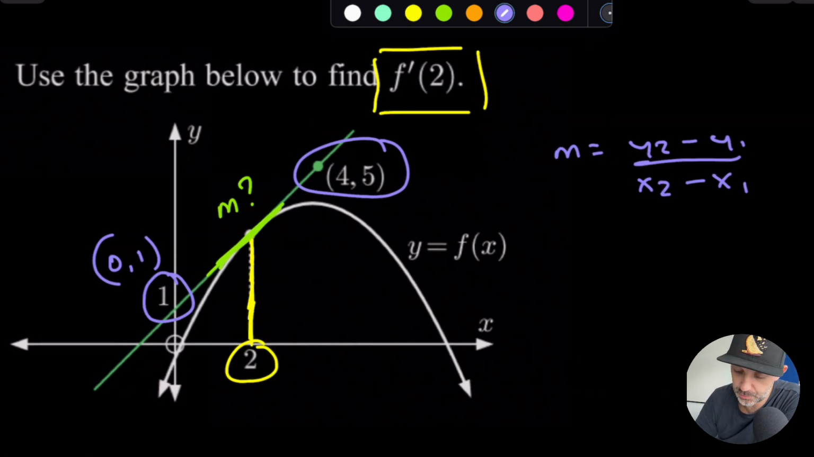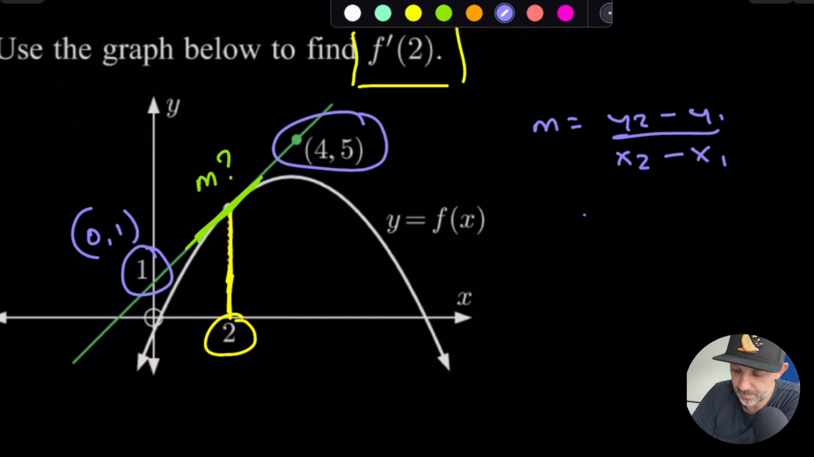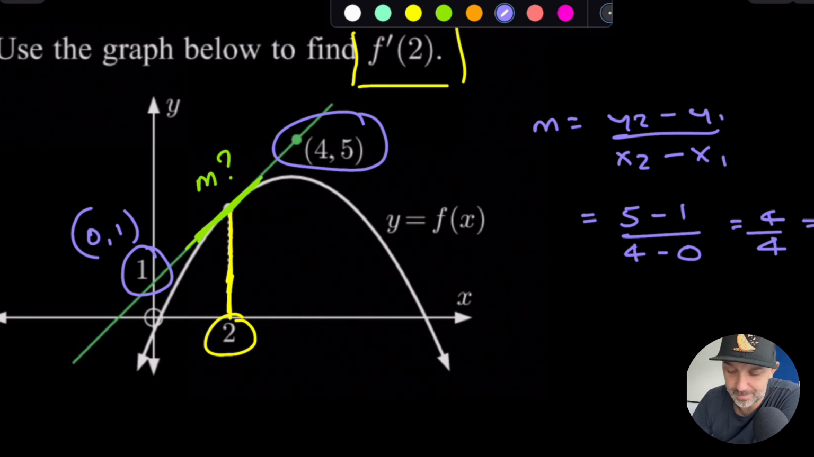Now we can use the 2 points here to help us find the gradient of this straight line. So we're going to do y2 minus y1 over x2 minus x1. So we've got 4 over 4, which is 1. So the gradient of this straight line is 1.